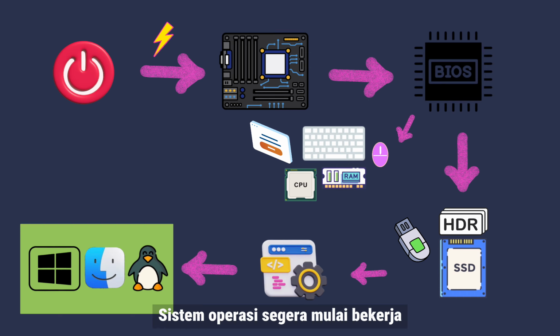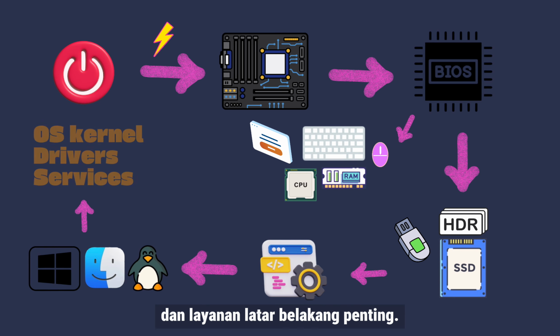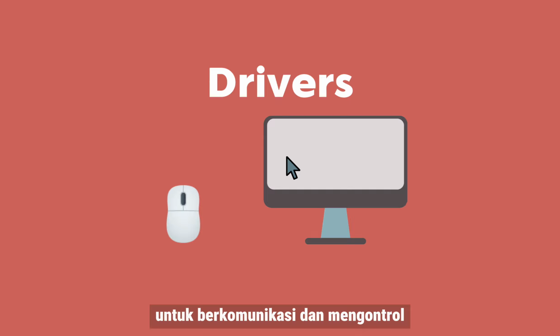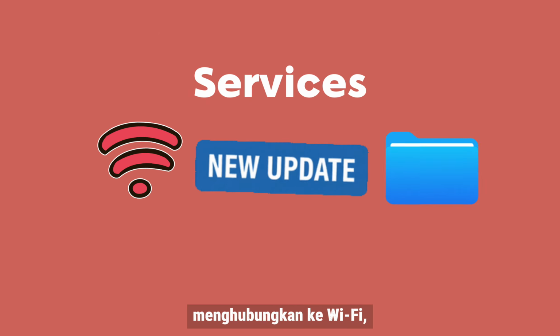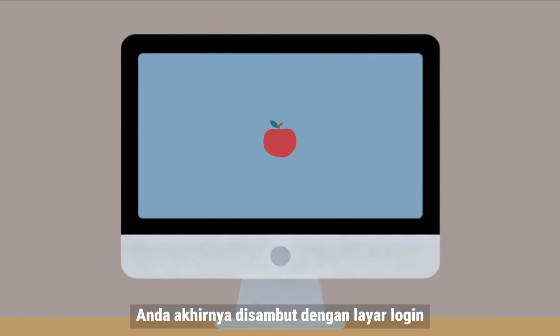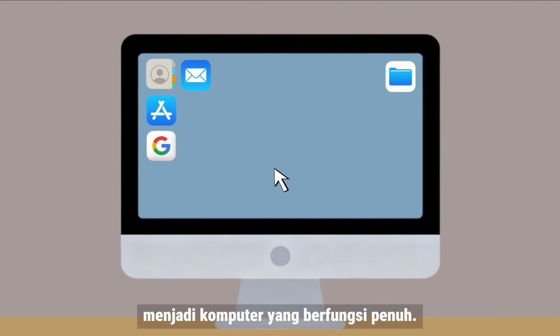The operating system immediately goes to work loading its core components, like the kernel, device drivers, and essential background services. Drivers allow the operating system to communicate with and control hardware devices, while the services are small background tasks like connecting to Wi-Fi, checking for updates, or syncing your files. Once all of that is up, you're finally greeted with your login screen or desktop, from a blank slate to a fully working computer.